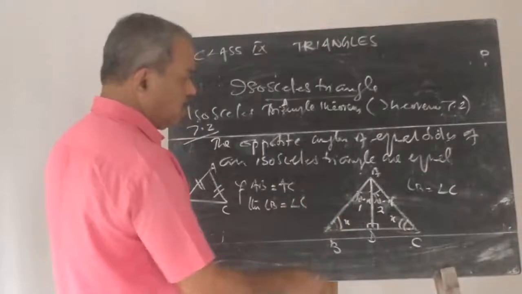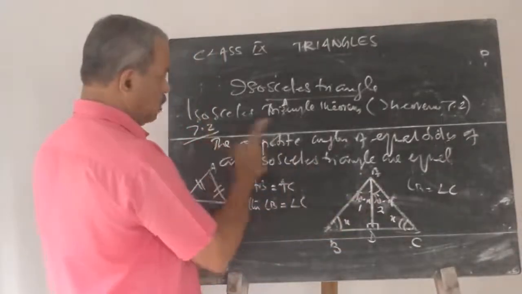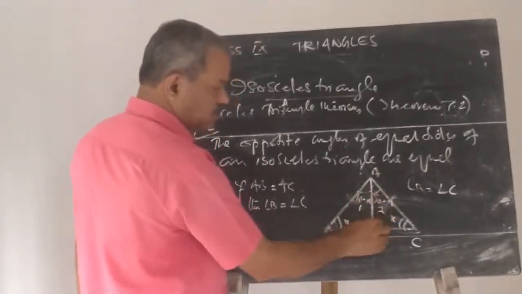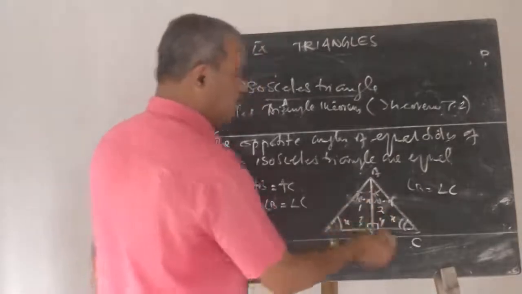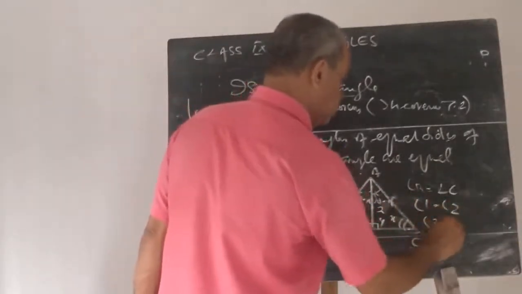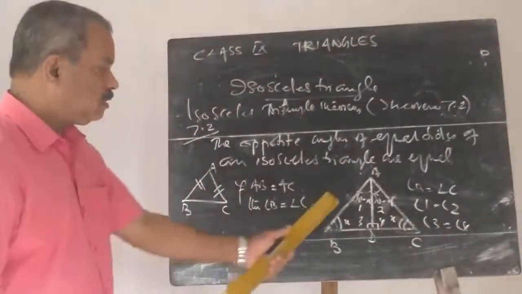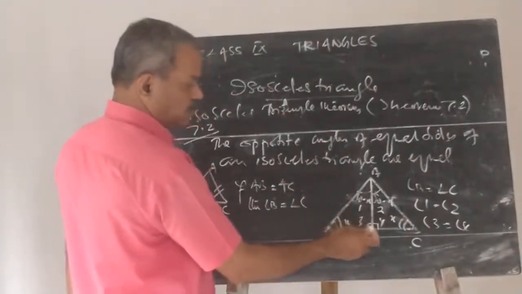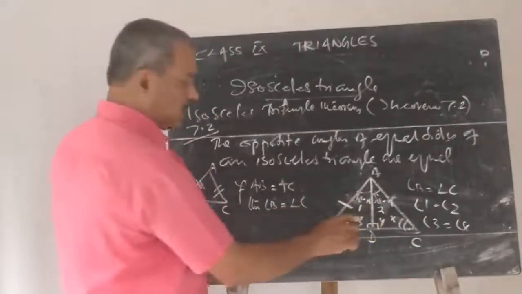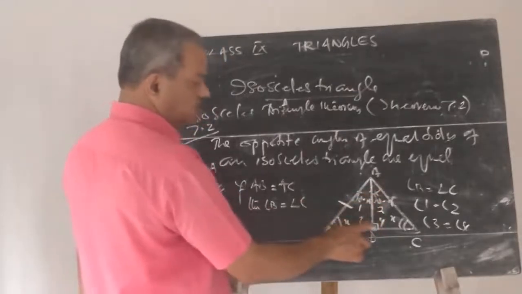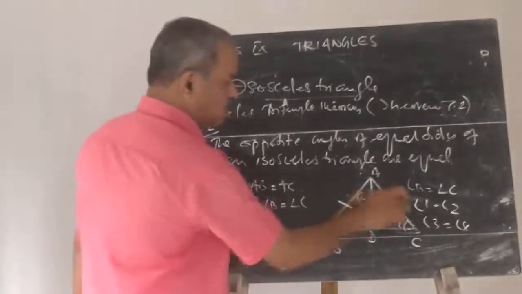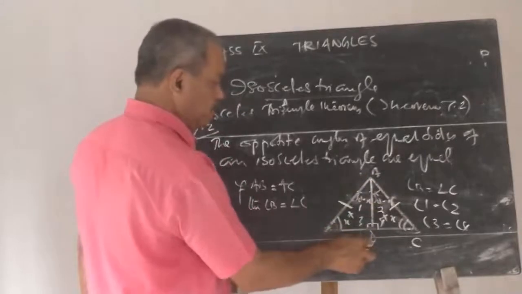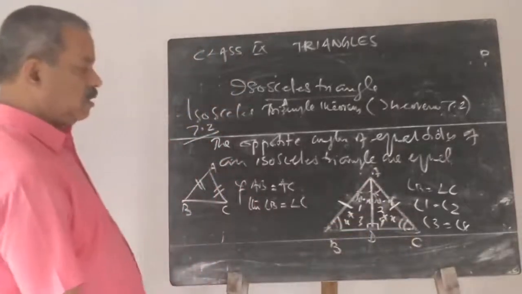Now, as in the case of the isosceles triangle theorem, AD is the common side. Two angles are equal, so 3 and 4. Here also angle 1 equals angle 2, angle 3 equals angle 4. So these triangles are congruent. Then the corresponding sides are equal. Which is the corresponding side opposite to the 90? This side. Which is the corresponding side opposite to this 90? This one. So these two triangles, triangle ABD and triangle ACD, are congruent.